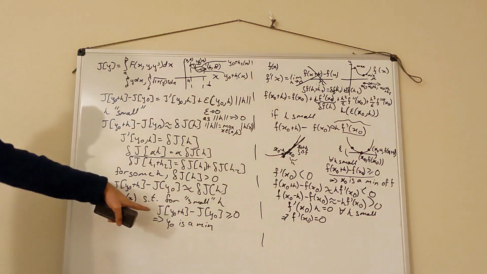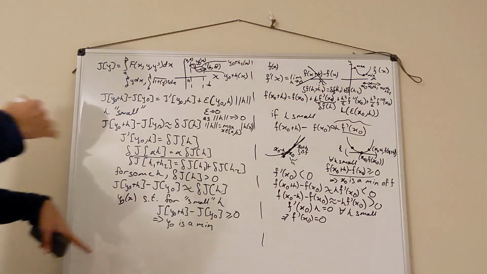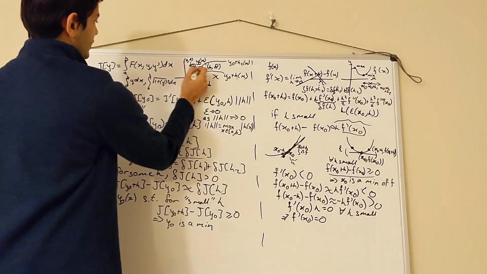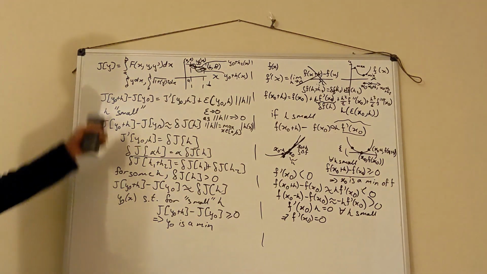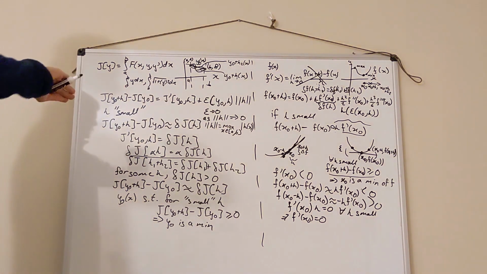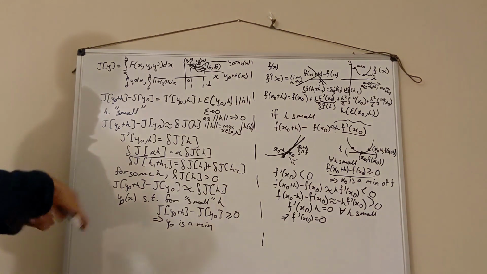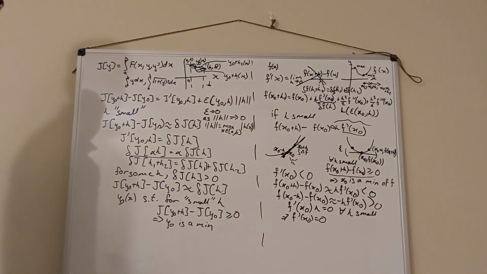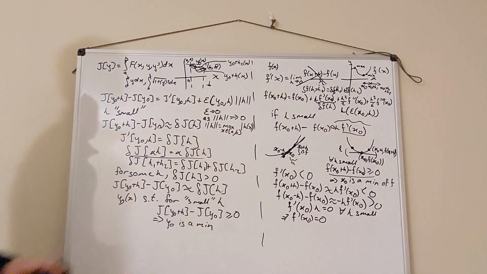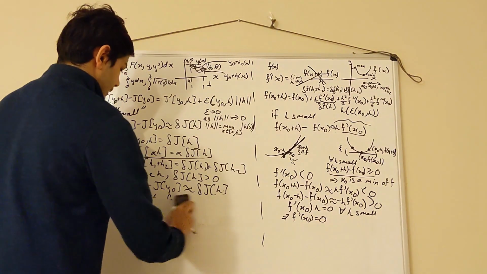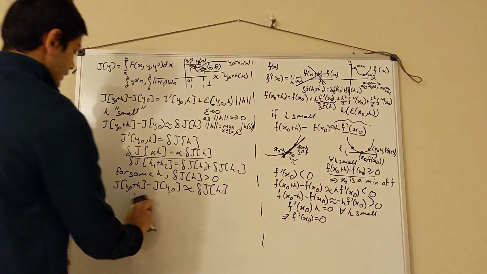So this means that if you vary your curve by a little bit, then the value of the functional will change. So for example, the optimum value here is obviously a straight line for the length of the curve. So that means that if you vary the length of the curve by a little bit, then the length of that curve will increase.